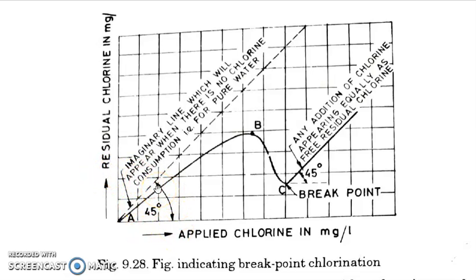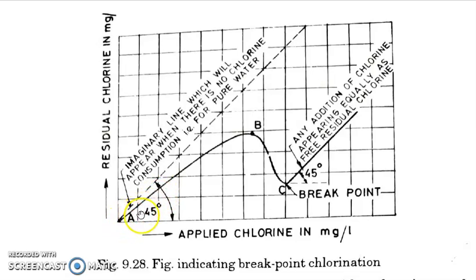But this doesn't happen in regular water treatment, because surface water is always contaminated. It will contain a lot of organisms, and it will also contain some amount of organic matter. So when you are applying chlorine to the water, in the beginning some amount of chlorine is used for killing the microorganisms.